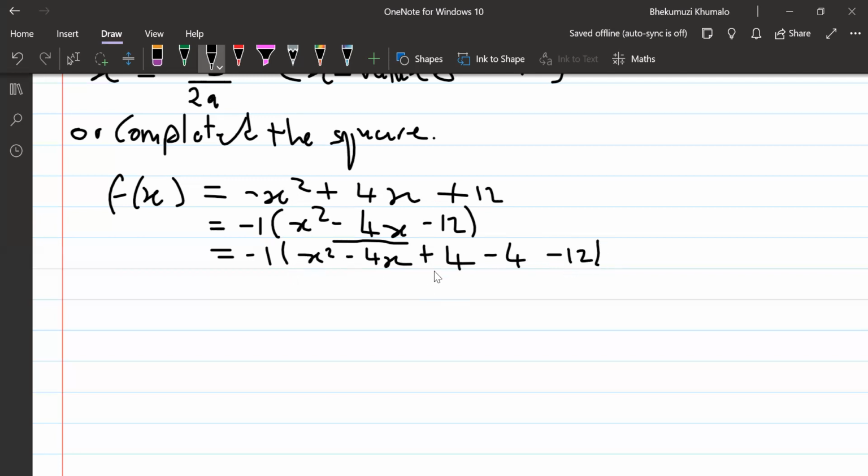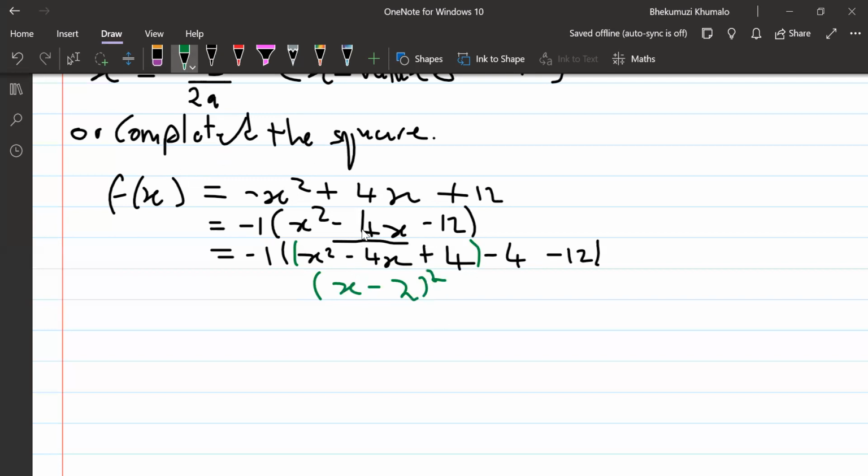We manipulate it in such a way that for the first bracket, the first 3 terms, which are x squared minus 4x plus 4, we get an expression that is squared, meaning that when we expand it, we can get back to this point. So it's a square expression. We will get that it is x minus 2 to the power 2, right? So that's completing the square.